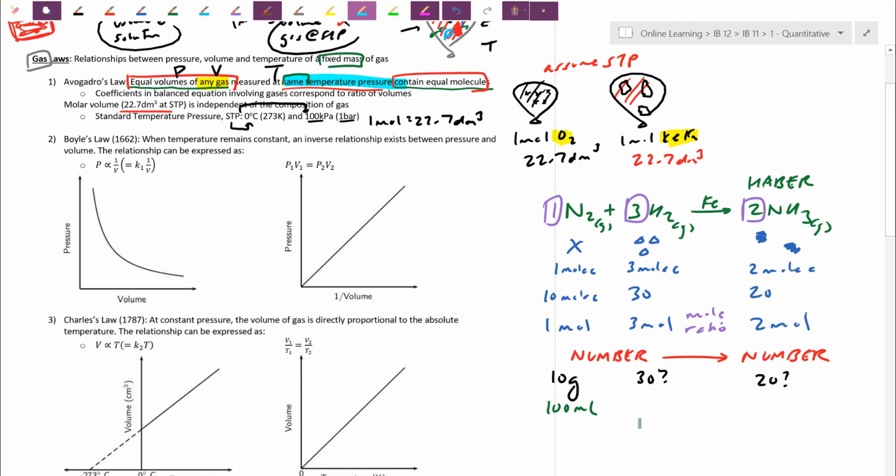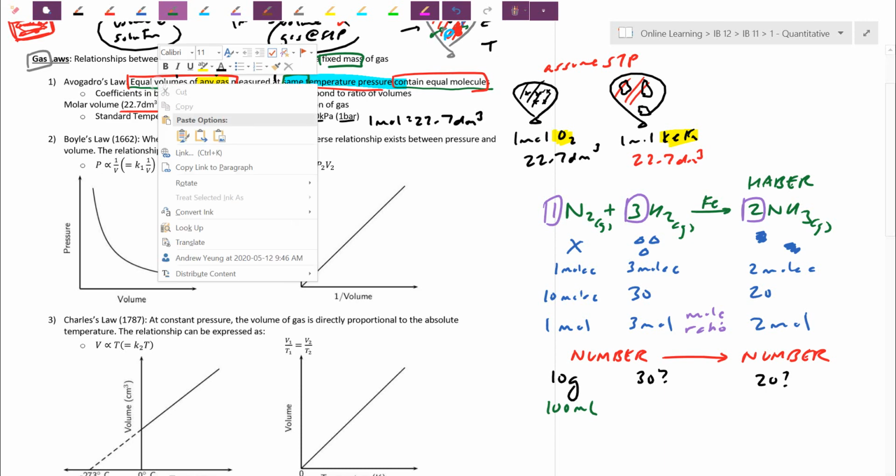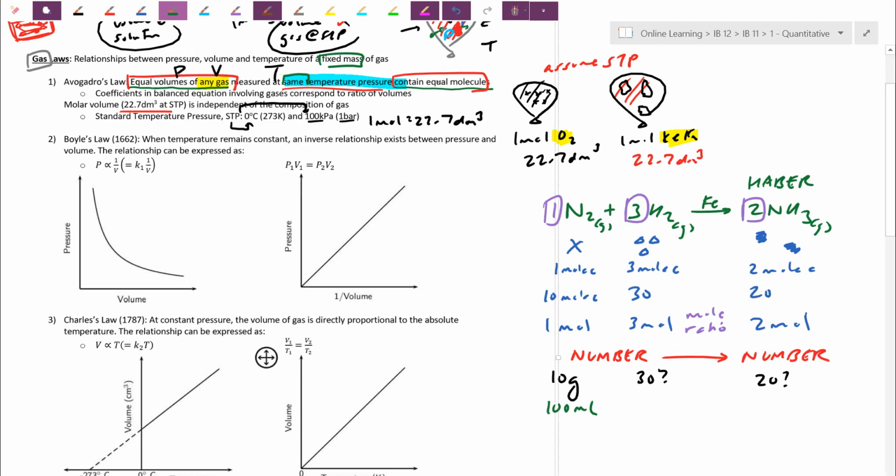I'm not sneaking in and saying, oh, you didn't see me, I just heated it up or increased the pressure. I'm assuming the temperature and pressure are the same. It doesn't even have to necessarily be STP. If I have an equal volume, it doesn't matter what type of gas it is, it always contains equal molecules. Since molecules is a number, that means for gases, the volumes will follow the mole ratio.